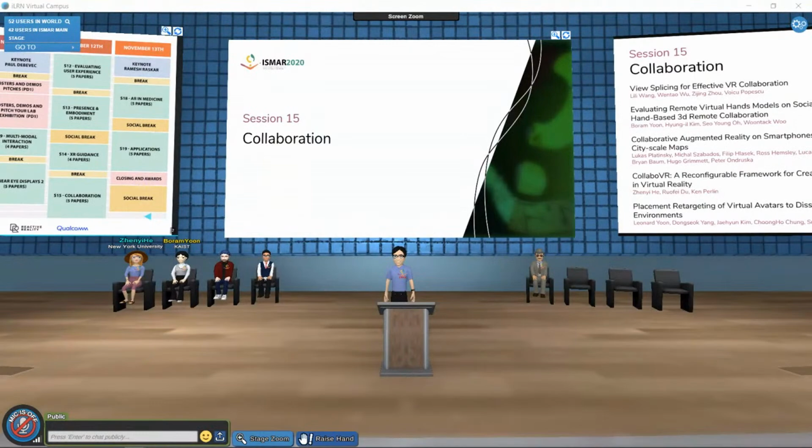About this year, COVID has done a lot of distractions, right? But one good thing it has done for us is we do not have to explain the importance of remote collaboration to anyone. Everybody just gets it because most of the people are using one form or the other of collaboration tools. And this brings us to this very important and timely session on collaboration. We have 5 papers and 5 presenters who are ready to go. So without any further ado, I'd like to invite Wentao to present their paper on view splicing for effective VR collaboration.